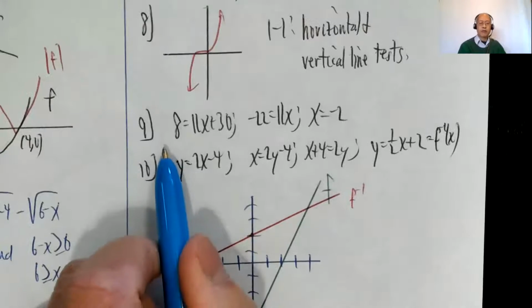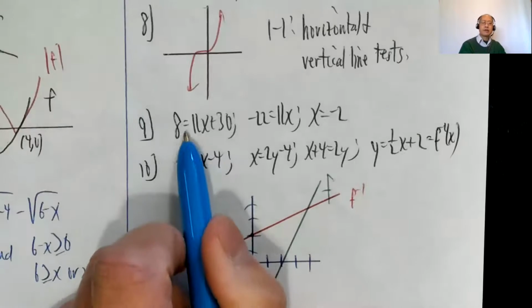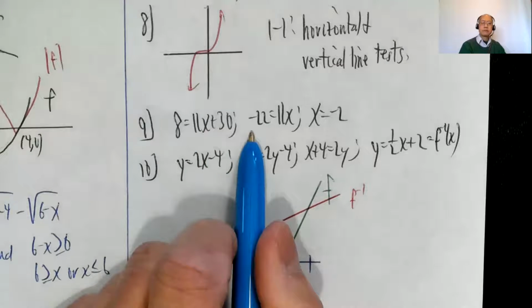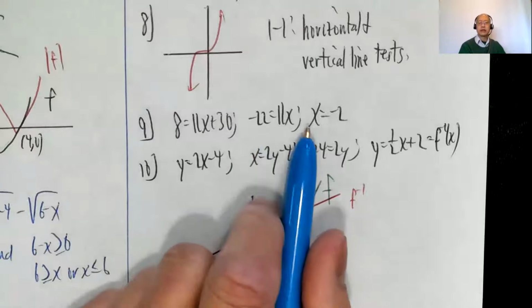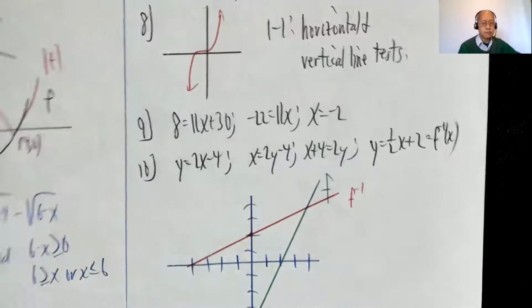Number 9, plug in 8 for y. 8 equals 11x plus 30, subtract 30. Negative 22 equals 11x, divide by 11, x equals negative 2.